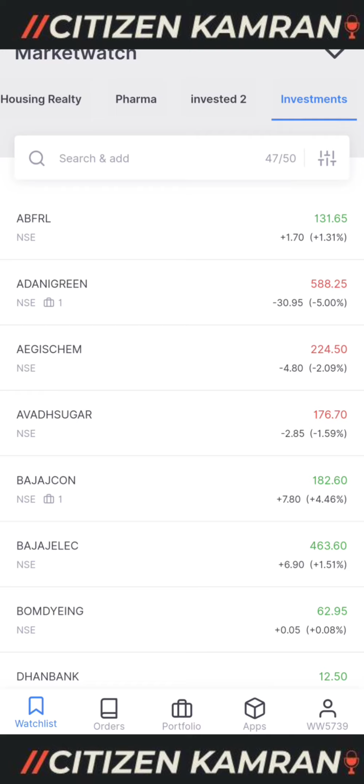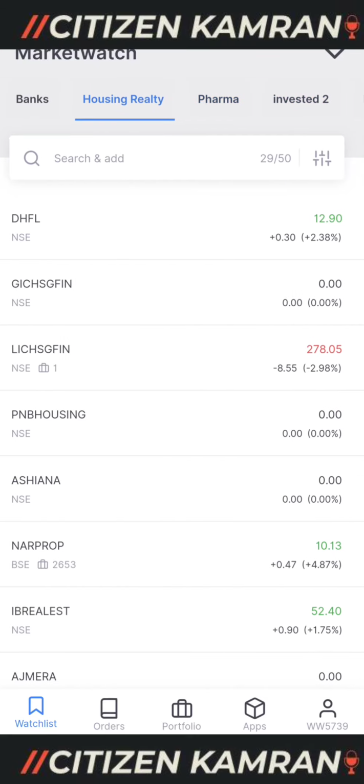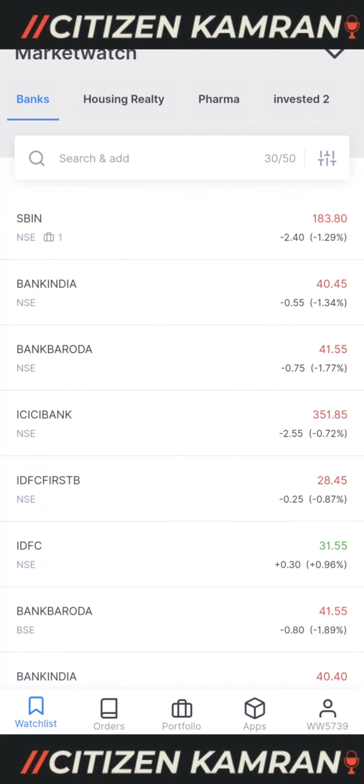So what I'm going to do now is show you how to do investments from Zerodha Kite. Once you open Kite and log in, here you see I have kept these lists, but you can also have your own list.